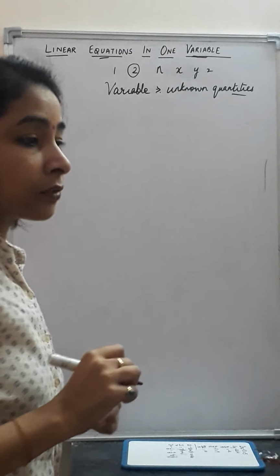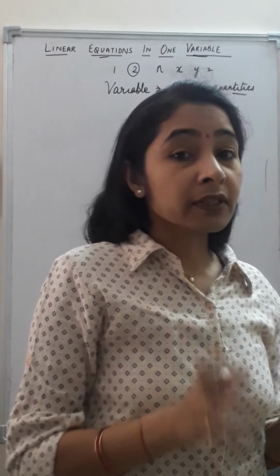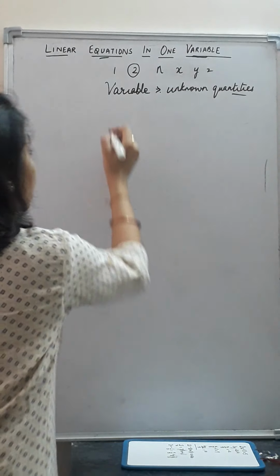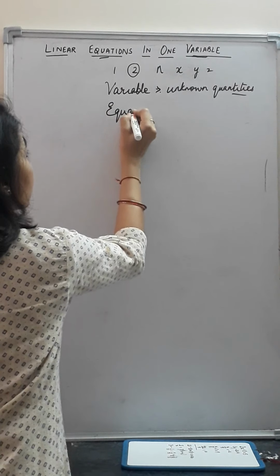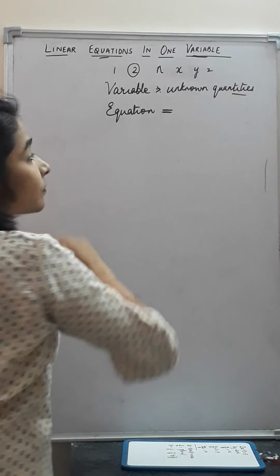Now the next term, equation. What is an equation? The word equation comes from the word equal. So what is an equation? An equation is a statement of equality, because it is formed from the words equal to. It is a statement of equality.